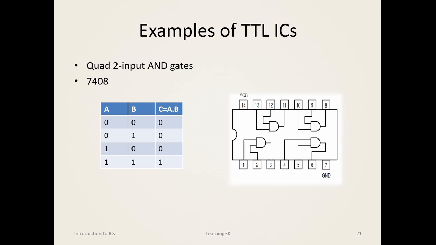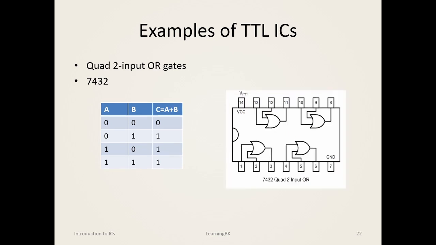would be 7408 and it would be containing 4 AND gates as shown in this diagram. The pin 14 or the VCC pin would be used to supply the voltage and pin 7 is for providing the ground. For an OR gate, the IC number is 7432 and the pin configuration is very much like the AND gate IC. 7404 is the TTL inverter IC.